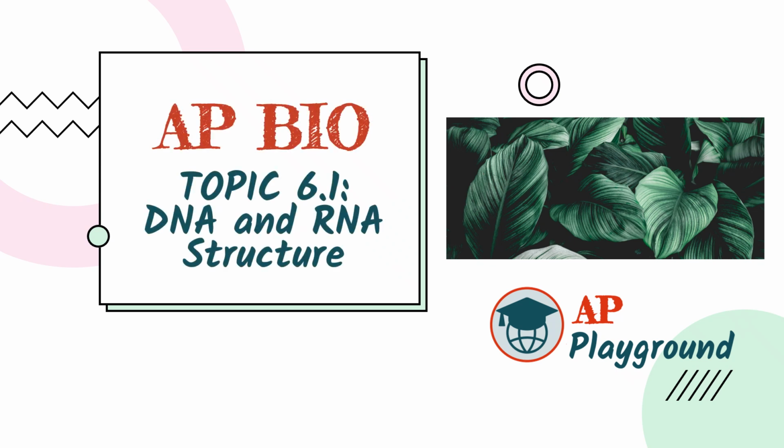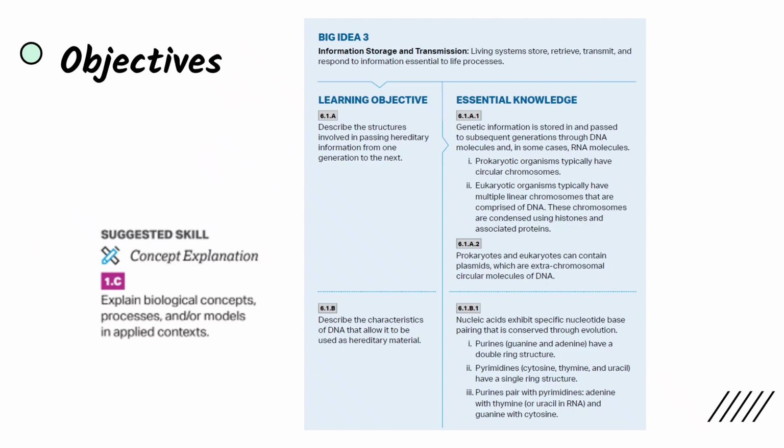Today we're reviewing DNA and RNA structure in topic 6.1. Objectives today are as follows. We have to describe the structures involved in passing hereditary information, including DNA and RNA molecules, as well as describing the characteristics of both of these molecules that allow them to be used as hereditary material. And our suggested skill is Concept Explanation 1C, explain biological concepts, processes, and/or models in applied contexts.